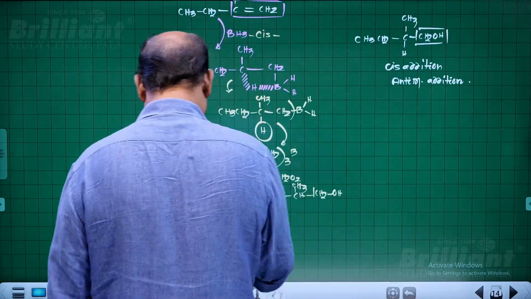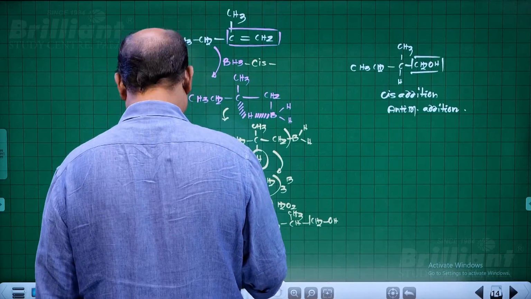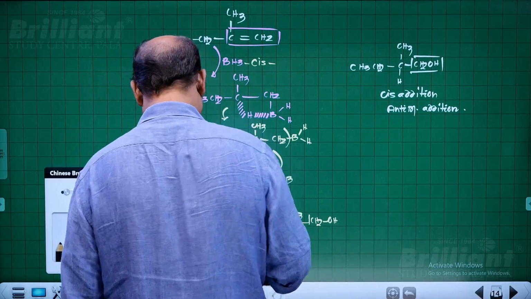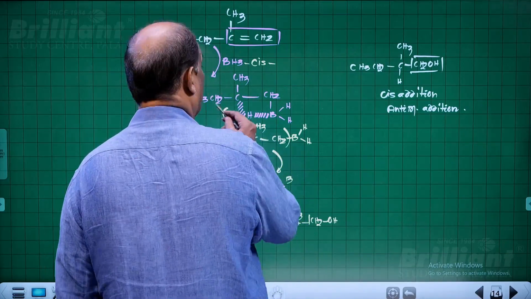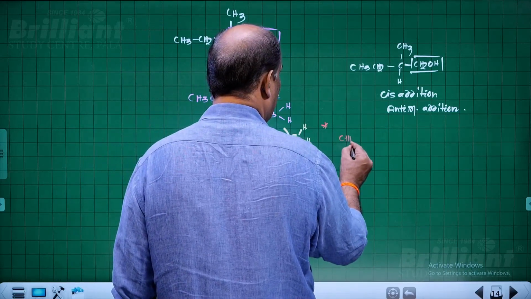At the same time, whenever you are adding mercuric acetate and sodium borohydride, if at all, the same thing I am going to write. But that is a different one, a Markovnikov addition without rearrangement. The very important thing is the second reaction. I am taking the same one.